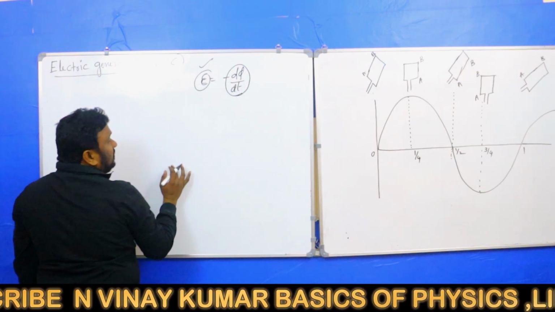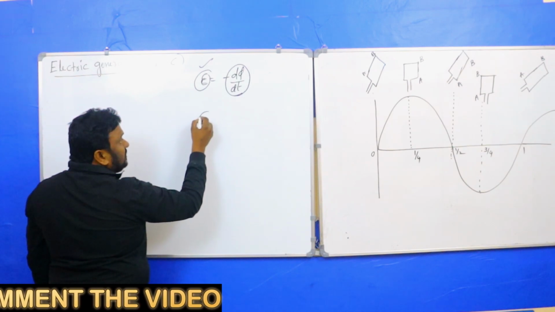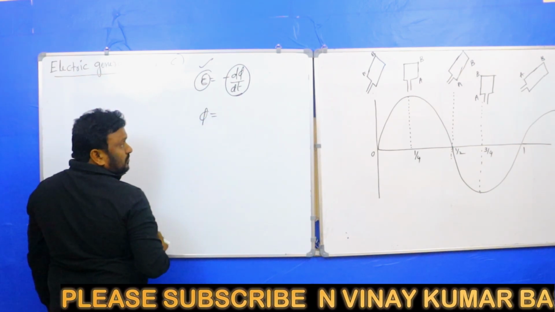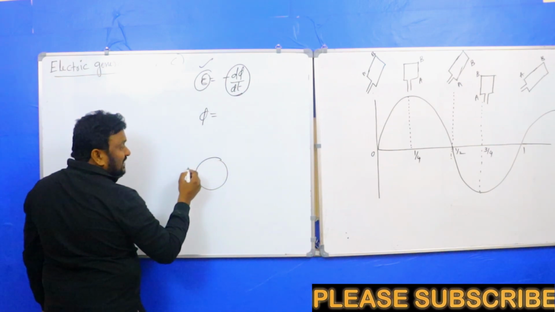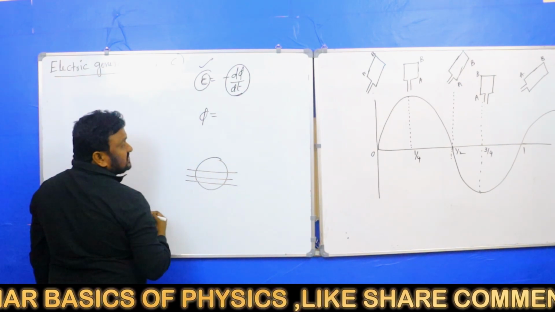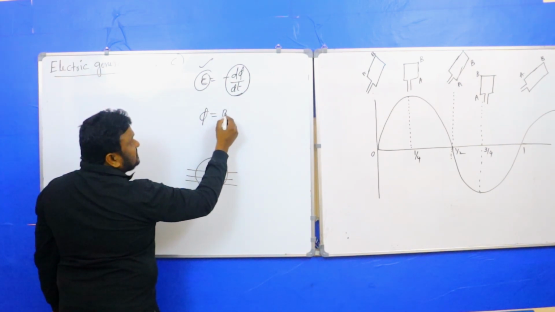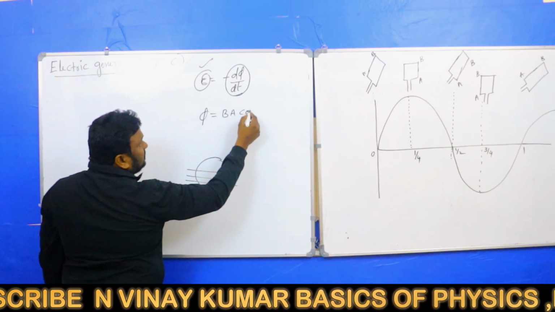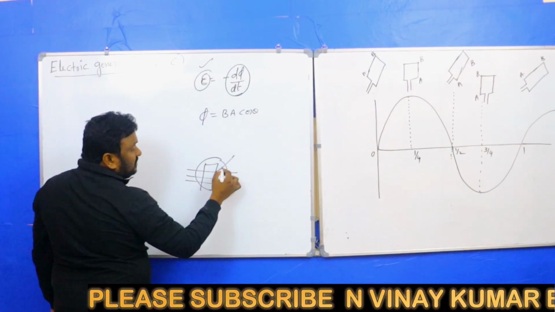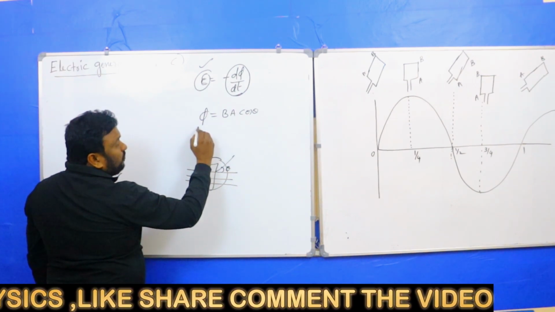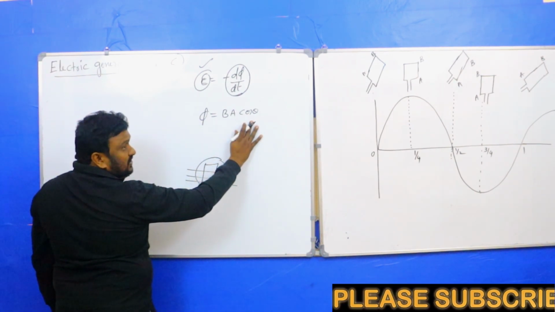That is the phenomenon. So to understand this one, here we are going to say phi. What is phi? Flux. The number of field lines passing through a particular area is what we call flux. So we can write flux is nothing but BA cos theta. When a particular area makes some angle, that is theta, then phi equals BA cos theta.